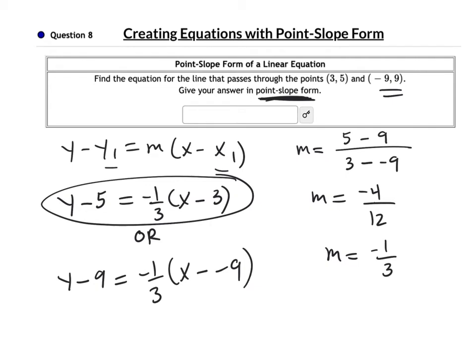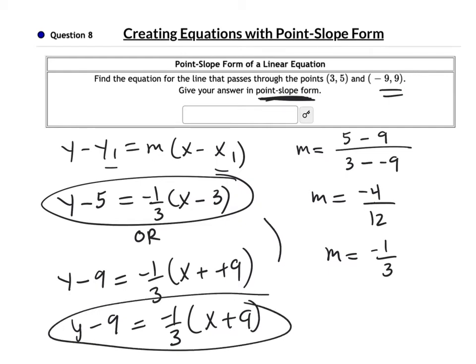Now notice the double negative. The minus is separate from the negative, so this is plus. So that would be y minus 9 equals negative 1/3 times x plus 9. So either one of these answers is acceptable, and if you solve for y, you'd see they're exactly the same.